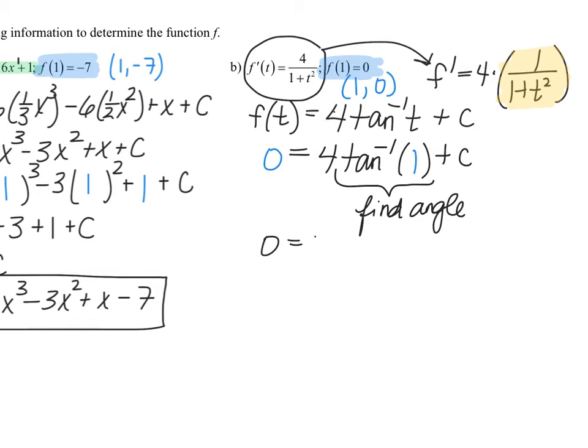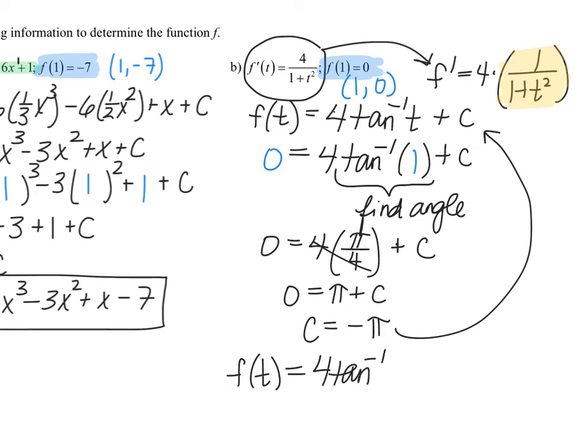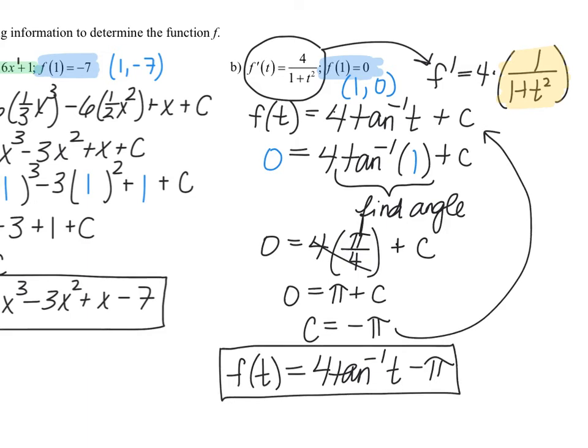So 0 is equal to 4 times, so the inverse tangent of 1 is going to be pi fourths. Again, because the tangent of pi fourths is equal to 1, plus our constant. So we end up with 0 is equal to pi plus c, so our constant ends up being negative pi. So substituting that back into our function, we now have our f of t function, which will be 4 inverse tangent of t minus pi. So again, this is a specific antiderivative rather than a general antiderivative.